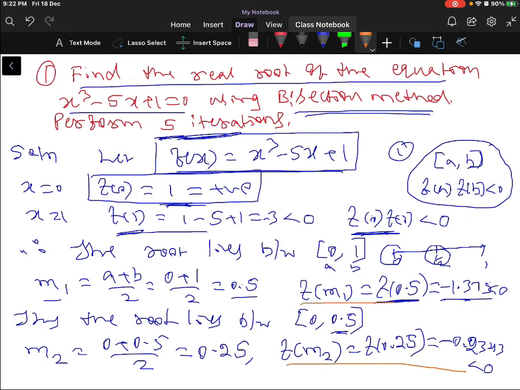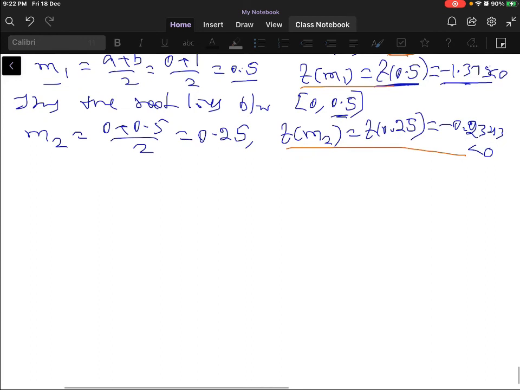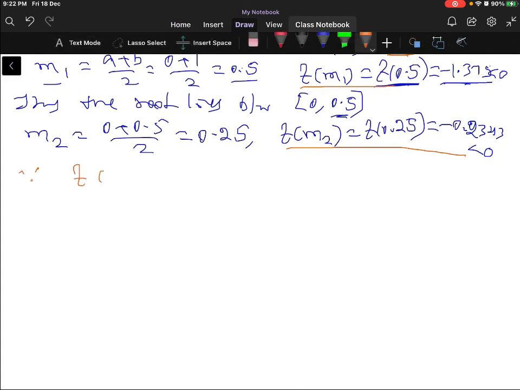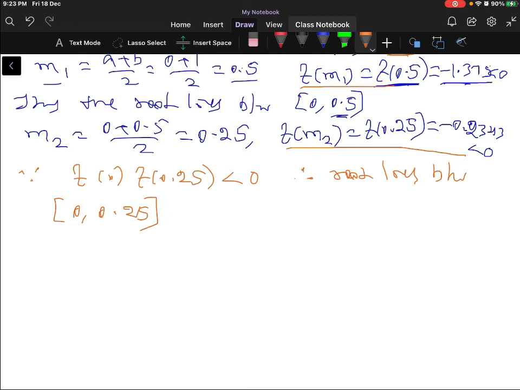So you can observe that f(m2) is negative, f(m1) is also negative, f(1) is also negative, and f(0) is positive. So 0.25 comes here. f(0) is positive, f(0.25) is negative, therefore the root lies in the interval 0 to 0.25. Since f(0) × f(0.25) is negative, the root lies in the interval (0, 0.25).